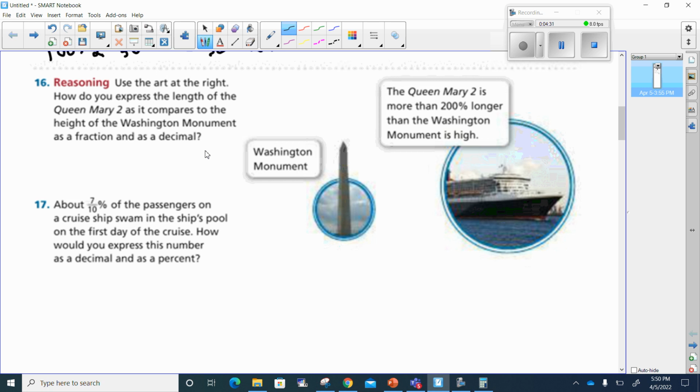All right, so we are comparing the height of the Queen Mary as it compares to the Washington Monument. Well, since it is 200 times longer, I know that I have 200%. Remember, I can turn a percent into a decimal by moving my decimal 2 spaces. So as a decimal, it's going to be equal to 2.